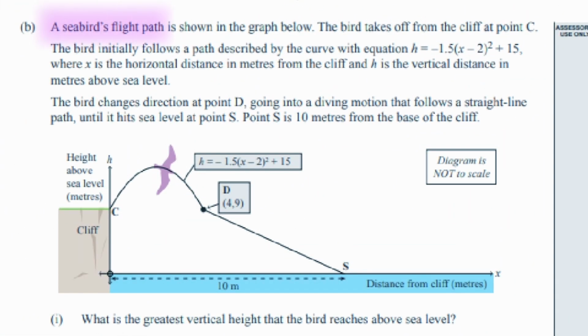A seabird's flight path is shown in the graph below. The bird takes off from the cliff at point C. That's right here. The bird initially follows a path described by this curve, where x is the horizontal distance in meters, that's this direction, from the cliff, and h is the height, the vertical distance in meters above the sea. The bird changes direction right here at point D, goes into a diving motion, heads on down that way, and follows a straight line path until it hits sea level at point S down here. Point S is 10 meters from the base of the cliff. So this distance noted here is 10 meters, noted by the dotted line. What is the greatest vertical height that the bird reaches above sea level?